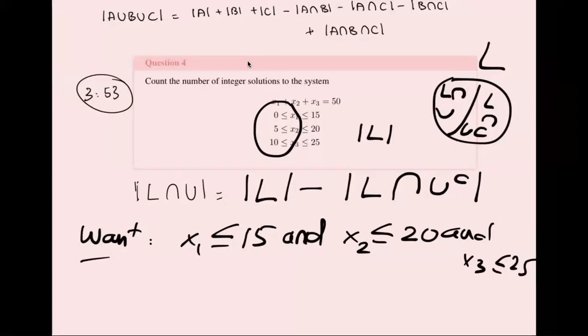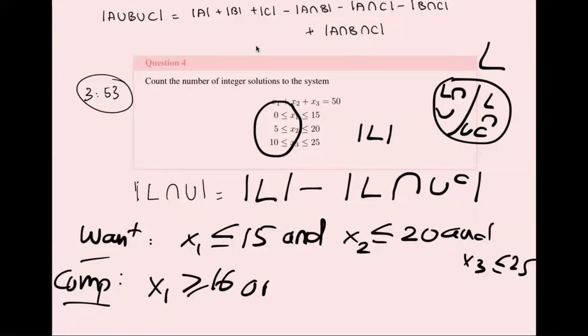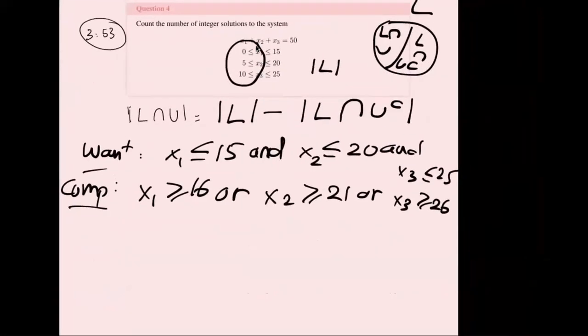If we want to find the complement, we have to negate what we want. So the complement, first we negate this part. X1 is not smaller than or equal to 15, means that X1 is greater than 15, right? But then we want integer, so we can say that it is greater than or equal to 16, and will become or. X2 is at least 21, X3 will be at least 26, like this.